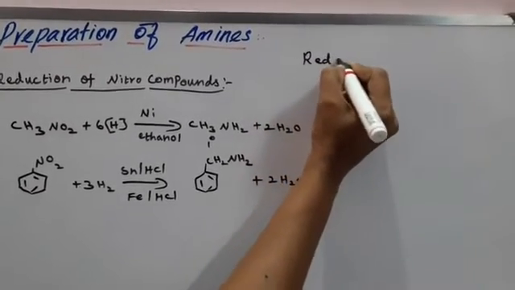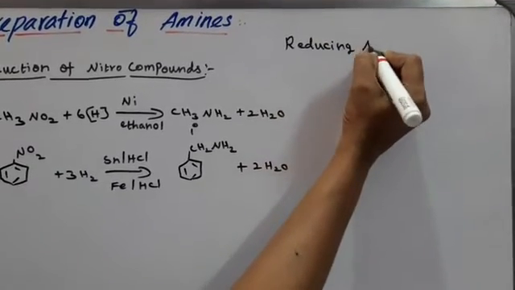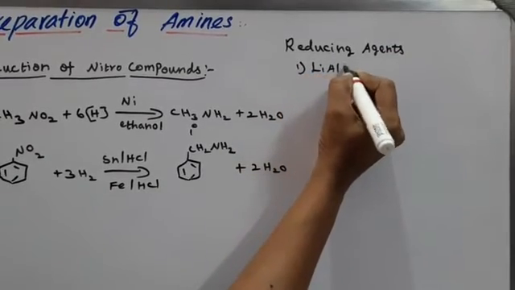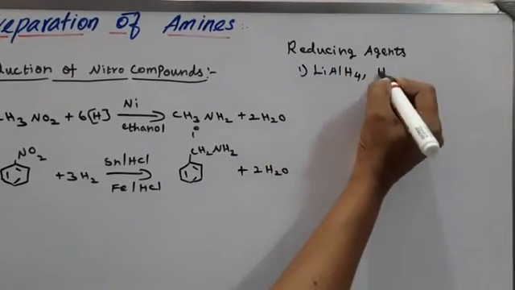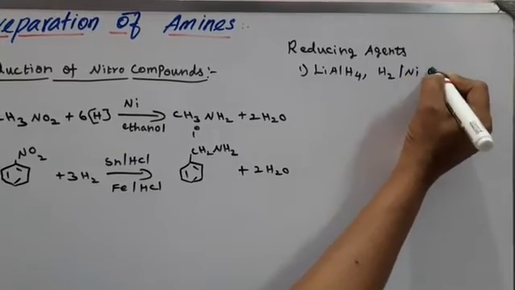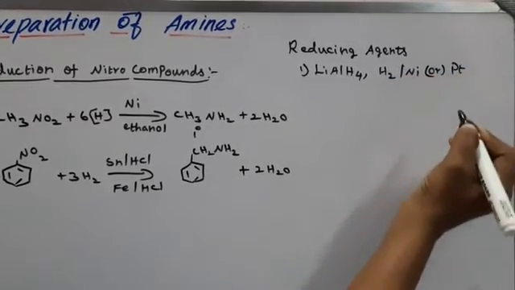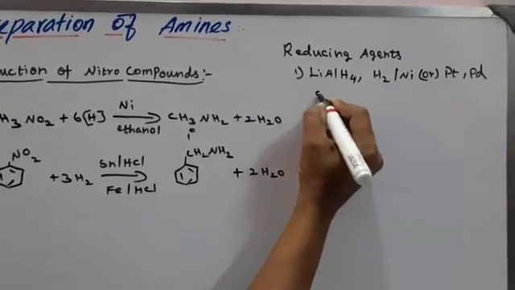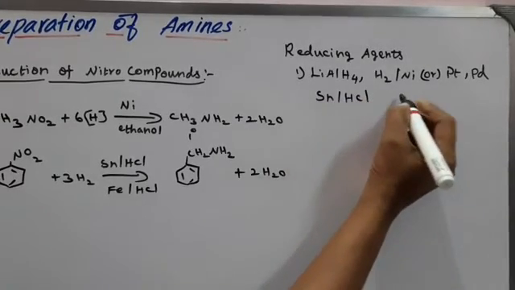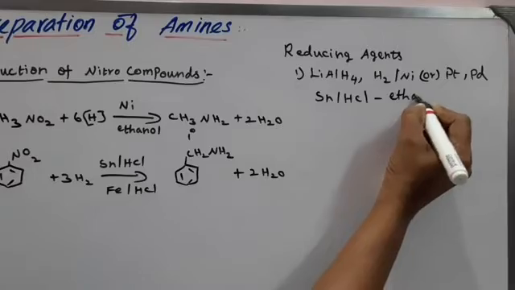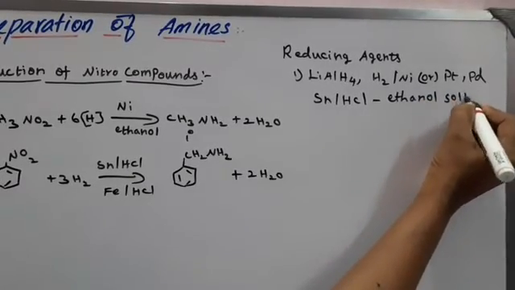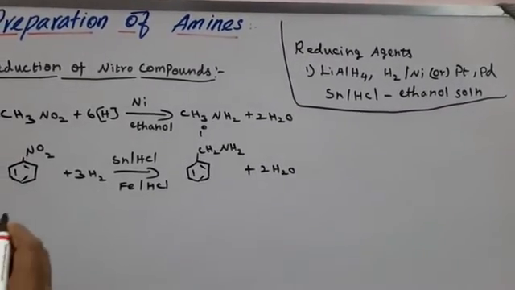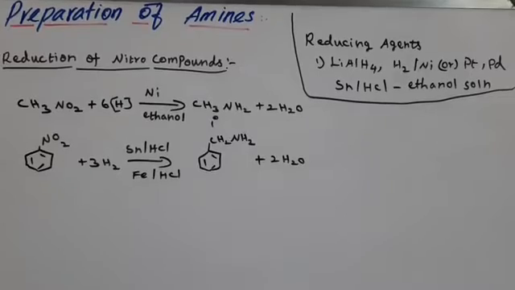So what are the reducing agents we are using? Reducing agents like lithium aluminum hydride, and hydrogenation with nickel or platinum, palladium, and here tin with HCl in the presence of ethanol solution. So these are the reducing agents we are using. So this is reduction of nitro compounds.